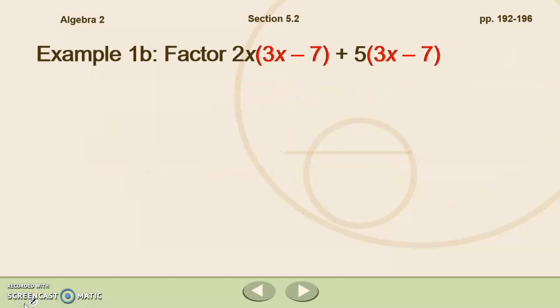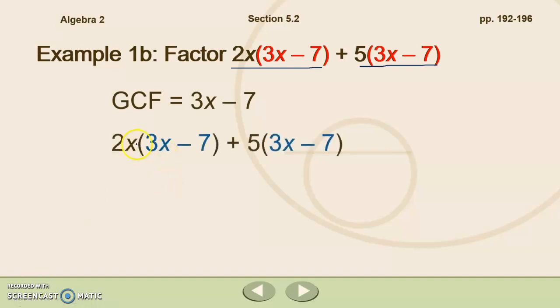All right, let's take a look at another example. We're going to factor 2x times (3x minus 7) plus 5 times (3x minus 7). Hopefully by looking at that, it's jumping out at you in red, and you can see that our greatest common factor in both of these terms, jumping out in red, is 3x minus 7. So we have 2x times (3x minus 7) and 5 times (3x minus 7). Our greatest common factor is going to go on the outside of the parentheses, and anything that's left over goes on the inside of the parentheses.